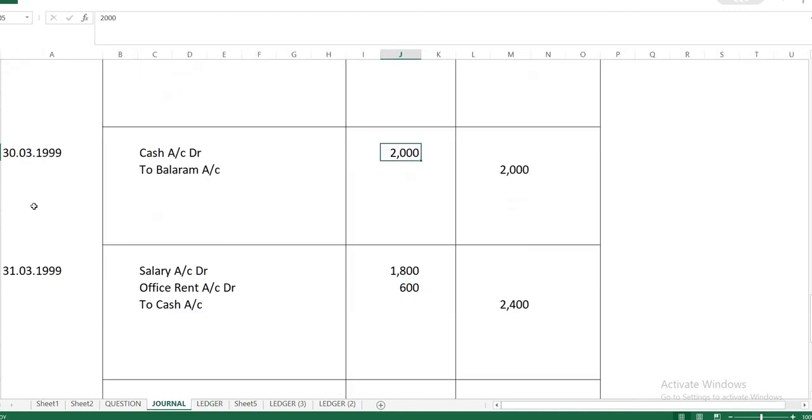So the last entry, salary account debit, office rent account debit to cash account. Okay, so since the entry there we have clubbed together, combined entry we have passed here. Because cash account is common, both we are paying, so cash is going out, so அதனால credit பண்ணிருக்கோம். So we are passing a single entry here.